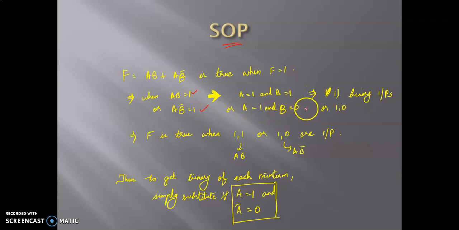From these conditions, I understand that the binary value of A is equal to 1 and B equal to 1 combination gives me an output of 1. So the function is true when the binary input is 1, 1. Also, when AB bar is true, that is A equal to 1, B equal to 0, or 1, 0 is the input, in that case also the function f is equal to 1. In both these cases, the function is true. So, we conclude that the function is true when 1, 1 or 1, 0 are the inputs. 1, 1 was AB and 1, 0 was AB bar.